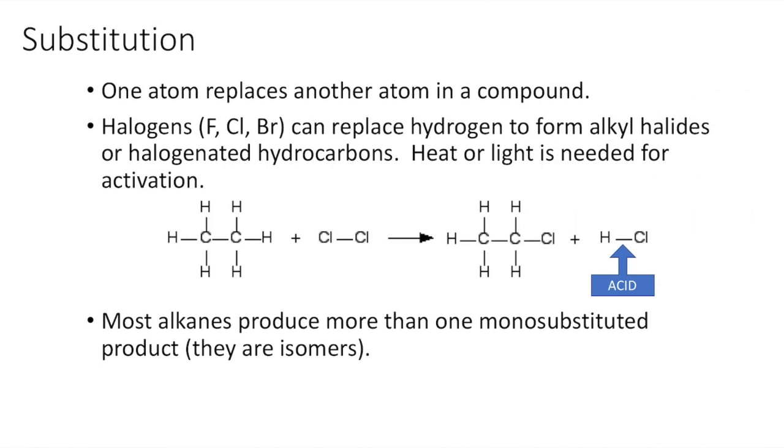We're going to take a look here at a reaction in organic chemistry called substitution. It's when one atom replaces another atom in a compound, just like it sounds. We're going to be looking at the substitution of halogens, fluorine, chlorine, bromine, iodine, and how they can replace hydrogen to form what we call alkyl halides.